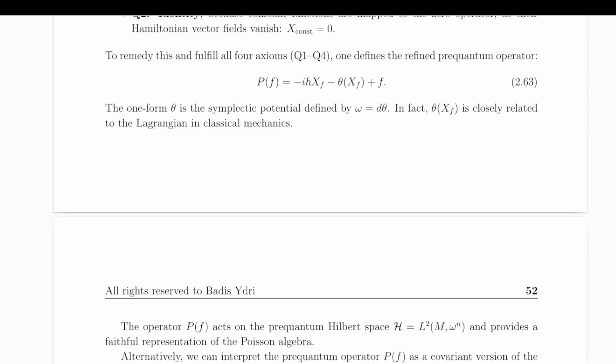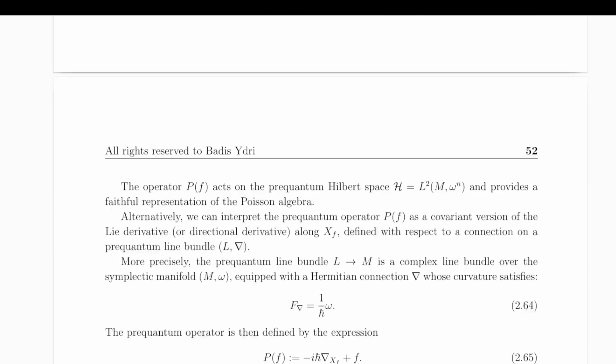One introduces a symplectic potential, a one-form whose exterior derivative gives the symplectic form. By modifying the operator with terms involving this potential and the function itself, one defines the prequantum operator. This refined operator now satisfies all the required properties: linearity, preservation of the identity, reality, and the correct commutator correspondence.